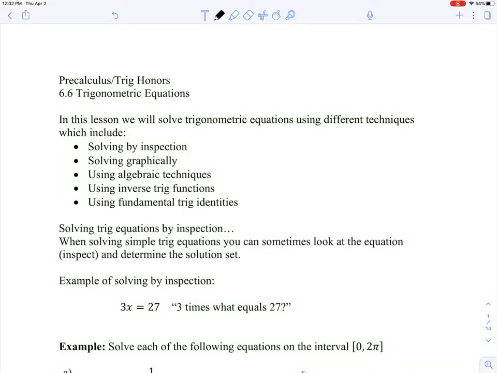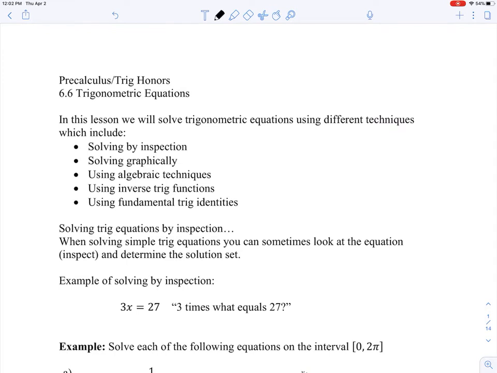Okay, so section 6.6 is solving trig equations. We're going to be looking at using different techniques in order to solve a given trig equation. The simplest, and when possible you want to use this method, is solving by inspection.